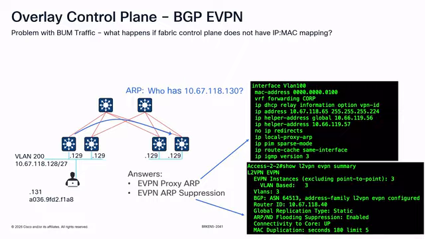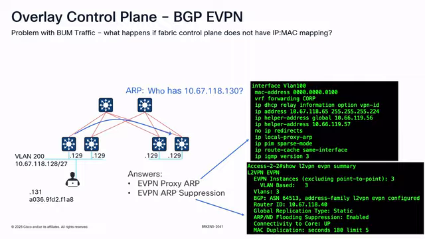EVPN ARP suppression works slightly differently. When you enable ARP suppression, all VTEPs build an ARP suppression cache, which maintains the same information, a MAC address and an IP address, by snooping the ARP requests and replies. So in both ways, if there's a cache hit or the control plane has this mapping, the source VTEP is going to forge the ARP response on behalf of the remote endpoint. So ARP is not traveling.